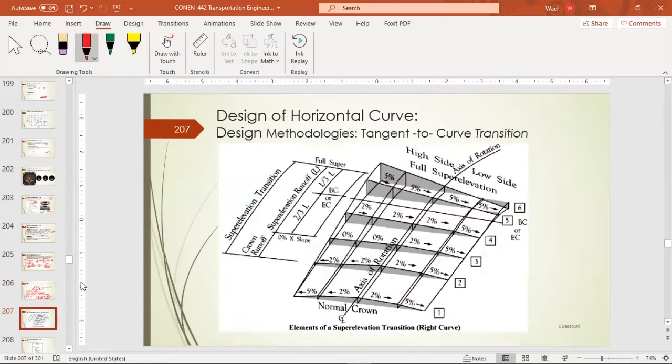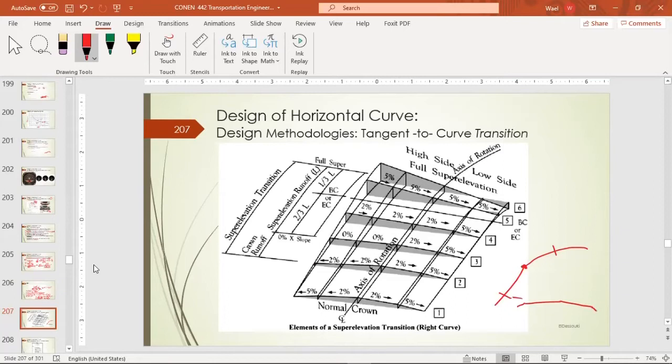So we move on now to the transition from the normal cross section of the road to the super elevation. It's from tangent to curve transition. So there is a transition because there is the beginning of the curve, say here, that's straight line or tangent, and the curve starts here. So if we take a section here and a section here, the cross section of the road looks like this.